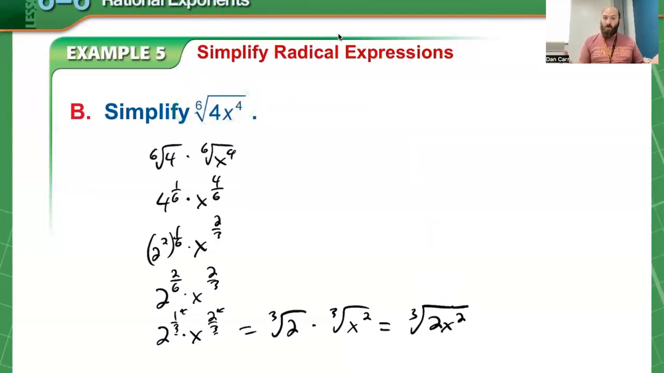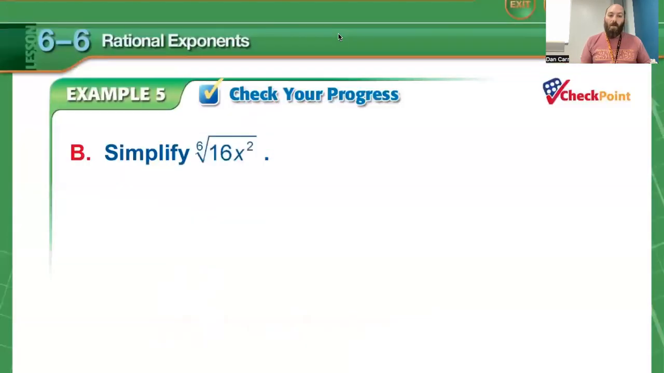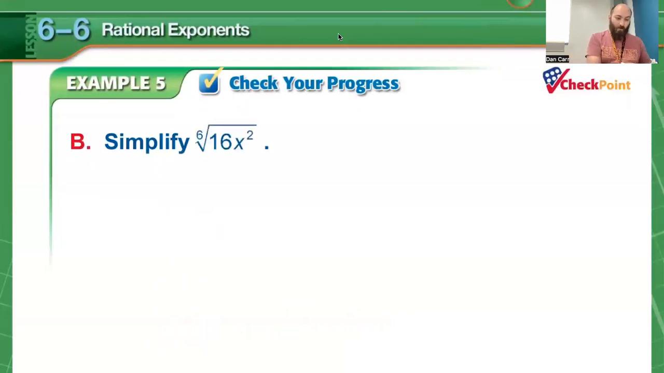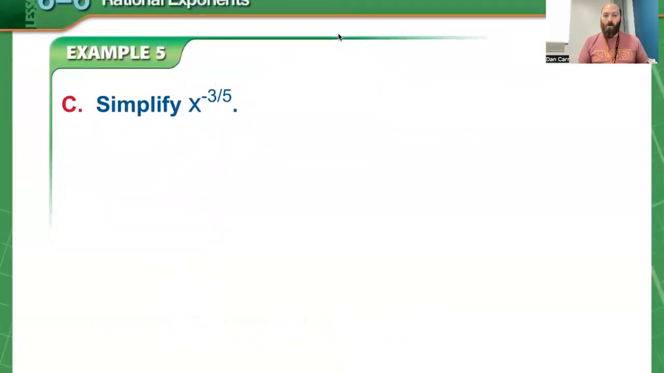There are shortcuts with this, but I just want to show you step by step what's happening when I try to simplify those. Here's what you can try on your own. Again, don't forget, you're probably going to want to put this in base 2. Something like that will help you on that one.